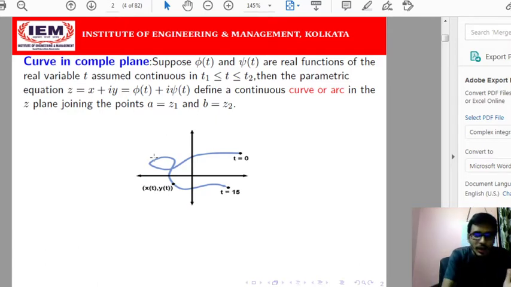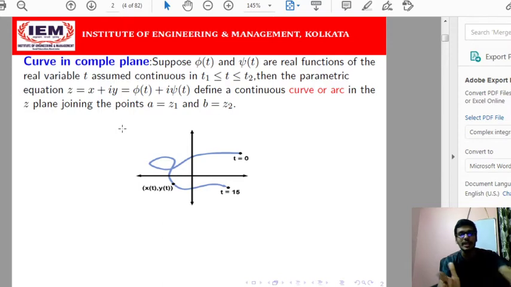If we restrict the interval from which we take the values of t, say t1 and t2, then the values of z will go from x(t1) + iy(t1) to x(t2) + iy(t2). That means I get a particular section of that curve, and that is called an arc. In that way, I can define a curve in the complex plane.